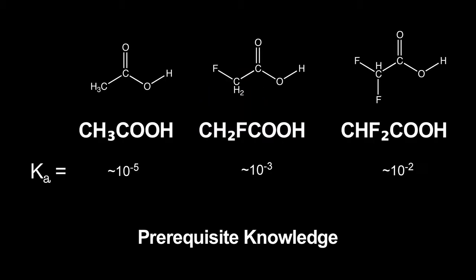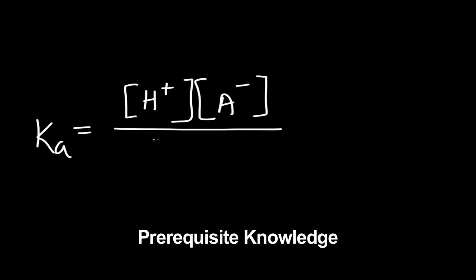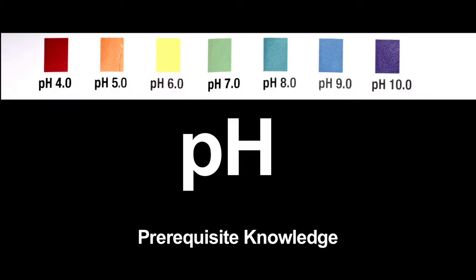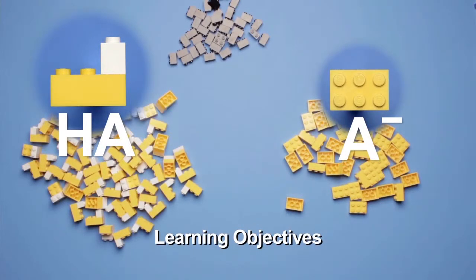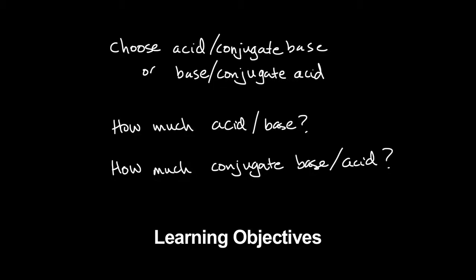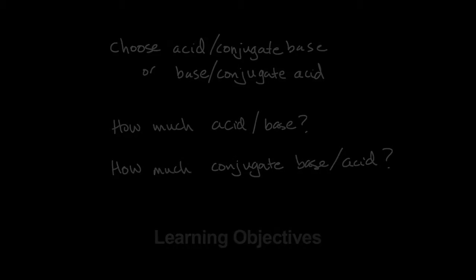Before watching this video, you should know what an acid is, what a base is, be familiar with the concept of chemical equilibria, understand what distinguishes strong acids or bases from weak acids or bases, and be able to define pH, Ka, and pKa. After watching this video, you'll be able to: 1. Describe how the structure or composition of a buffer functions to resist changes in pH. And 2. Explain how the choices made in buffer design impact the properties of a buffer.